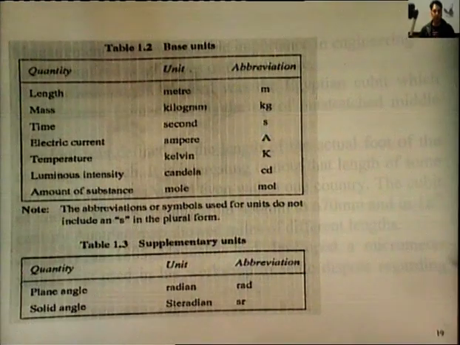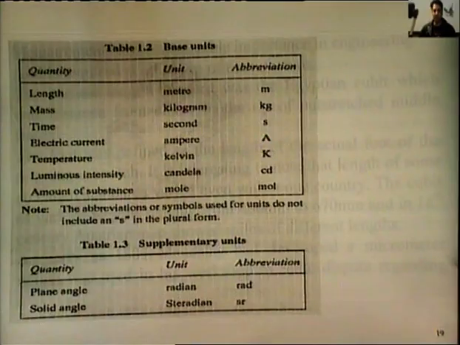Ampere. For temperature we have Kelvin. For luminous intensity we have candela, and for amount of substance it is mole. And the supplementary and very important units of measurement are: for plane angle the unit is radian, and for the solid angle the unit is steradian.